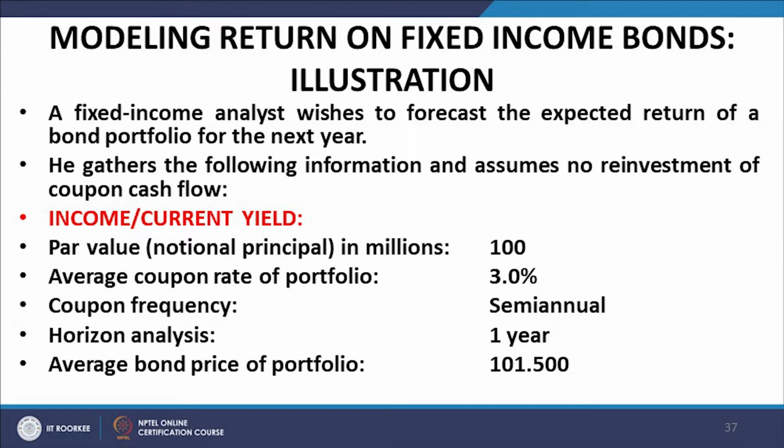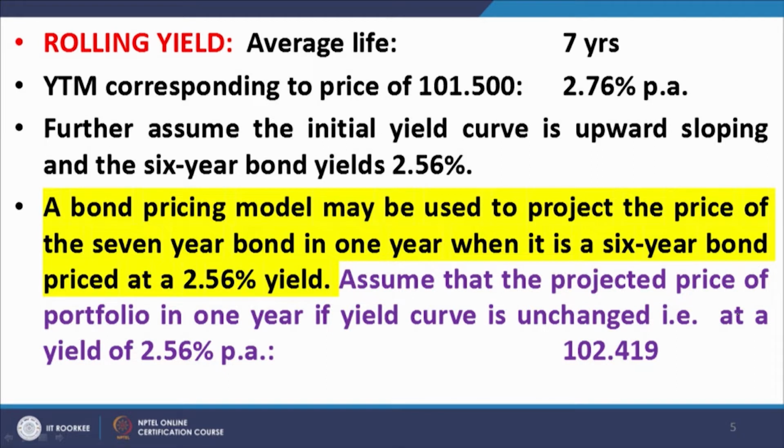The average coupon rate of the portfolio is 3% per annum. The coupon frequency is semi-annual. The horizon analysis, that is the projected holding period, is 1 year, and the average bond price of the portfolio at t equal to 0, that is right now, is 101.500. The average life of the bonds constituting the portfolio is 7 years. The YTM corresponding to the current price of 101.500 is 2.76% per annum. We assume that the initial yield curve is upward sloping and the 6-year yield is at 2.56%.